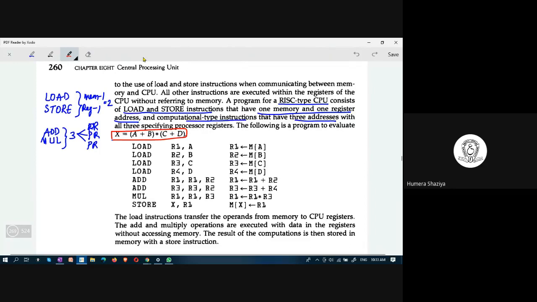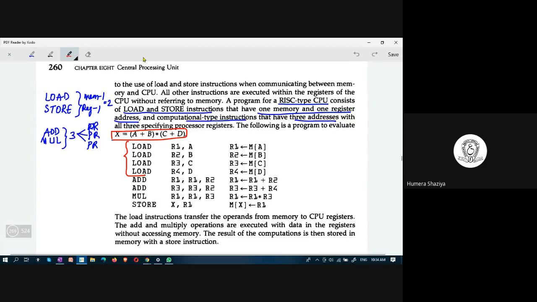There is loading M of A into R1. A means memory address, M of A means the contents at that address A that you are copying into R1, transferring. You are transferring the contents of M of A into R1, and then you are transferring the contents of M of B into R2 and C into R3, D into R4. You perform all load operations. Four registers are loaded with A, B, C, D values.